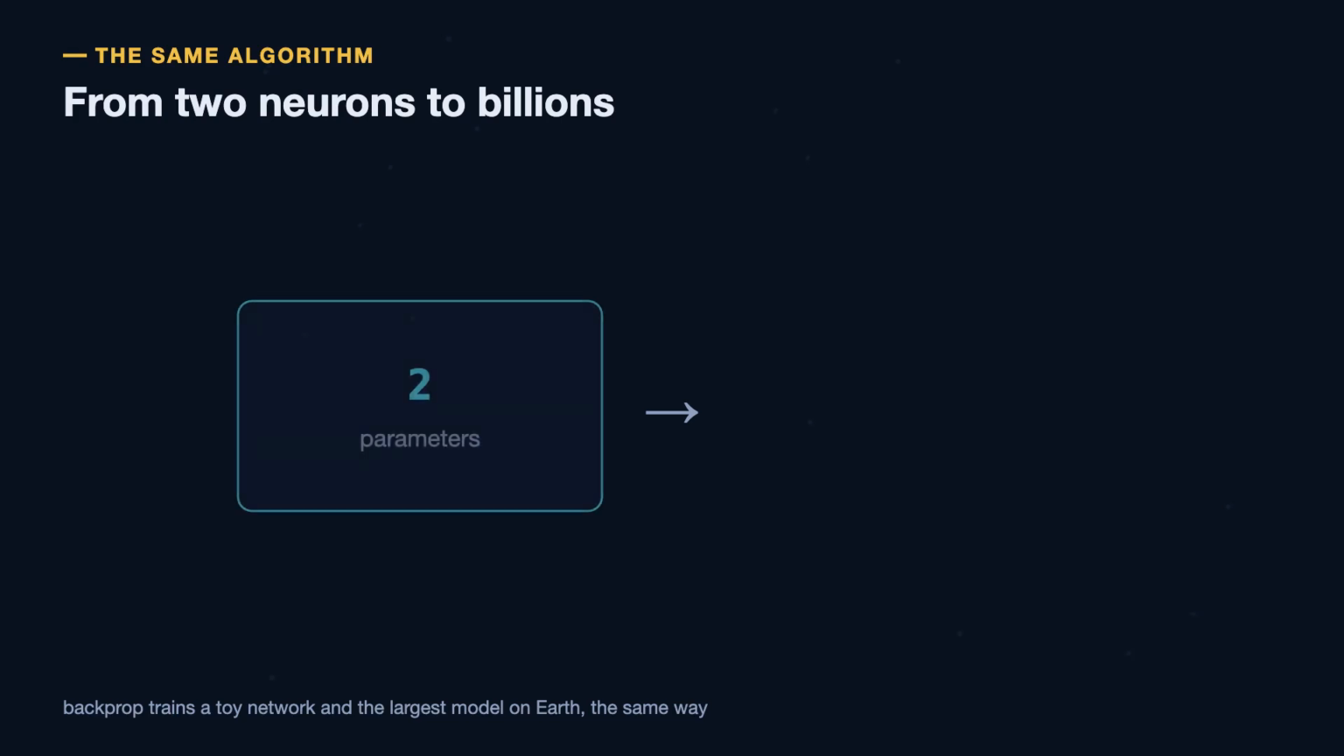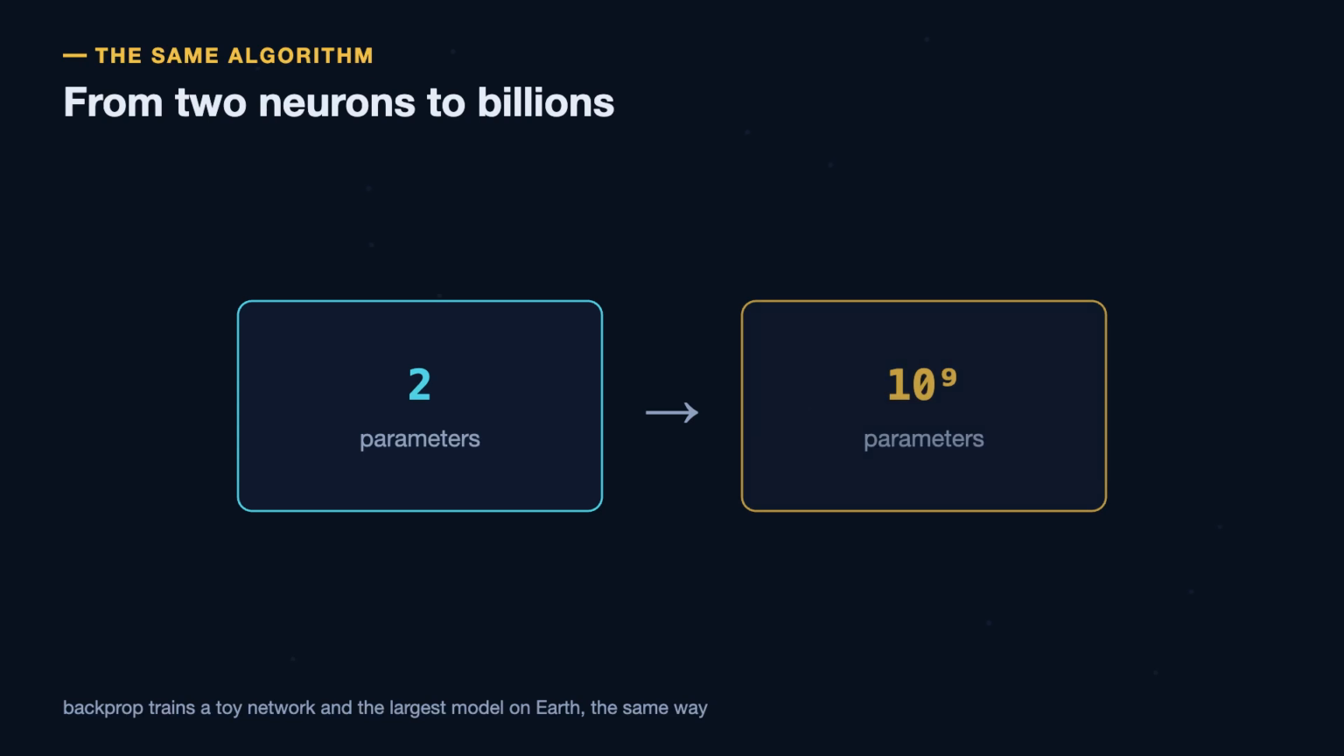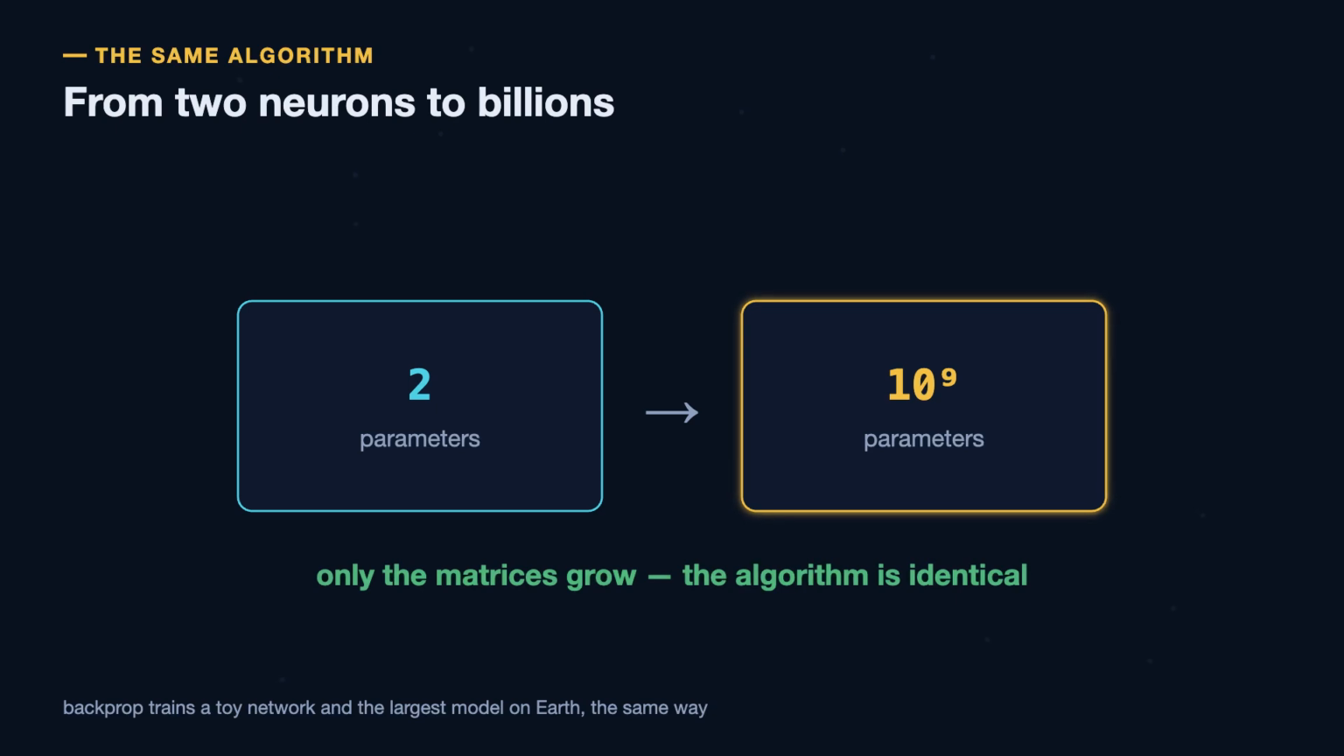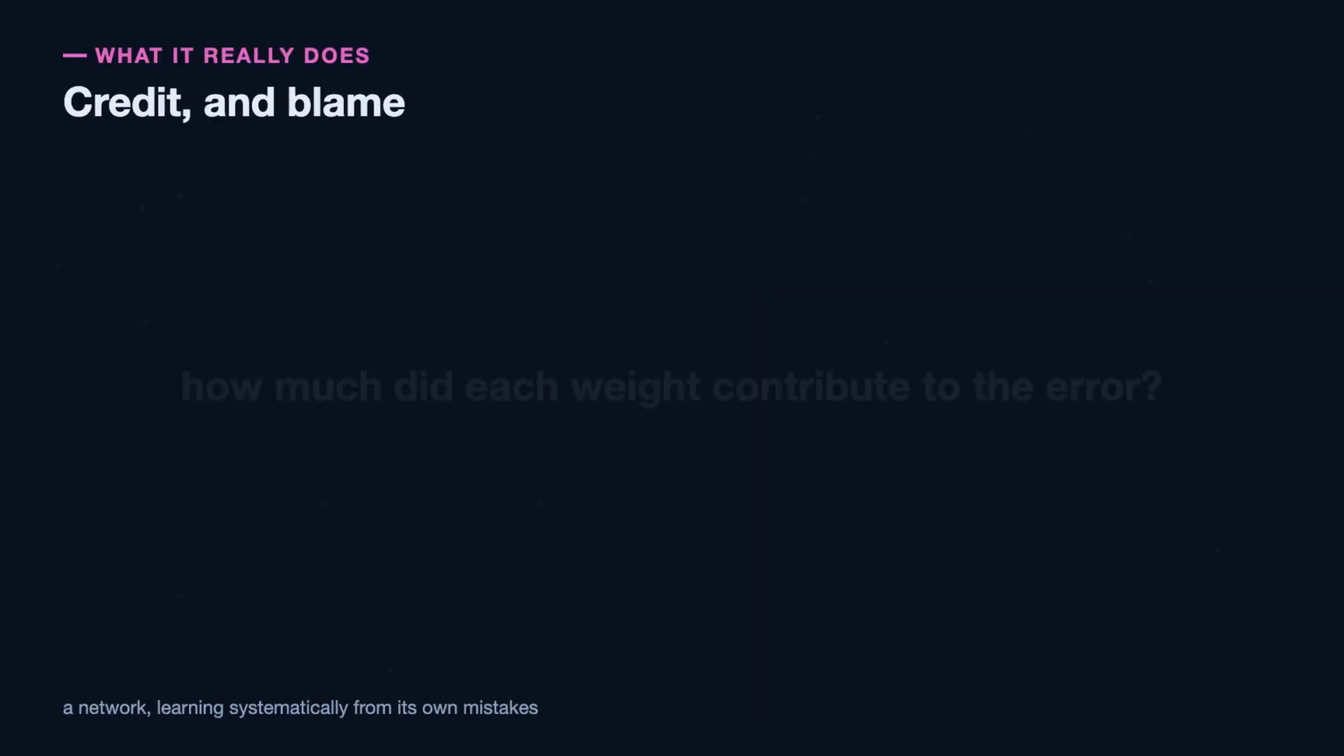Now hold this picture and scale it up without limit. The exact same two sweeps, forward and backward, run on networks with billions of parameters. The algorithm itself does not change in the slightest, only the matrices grow larger. The backpropagation that trains a tiny 2-neuron network and the backpropagation that trains the largest language model on Earth are the very same algorithm. This one, exactly this one.